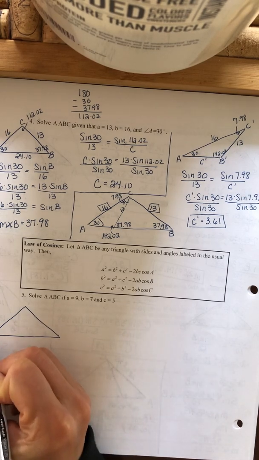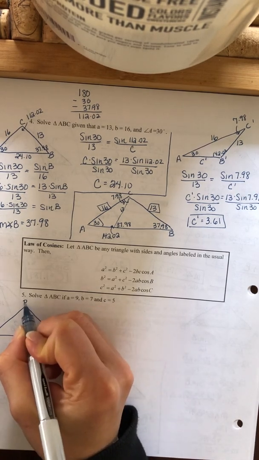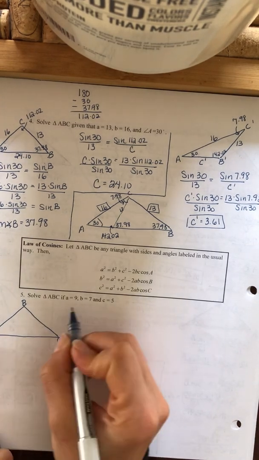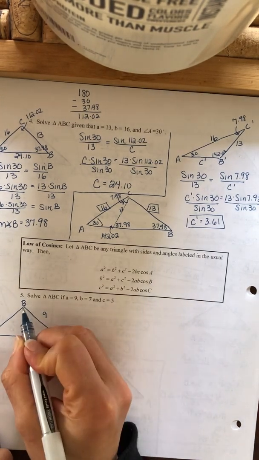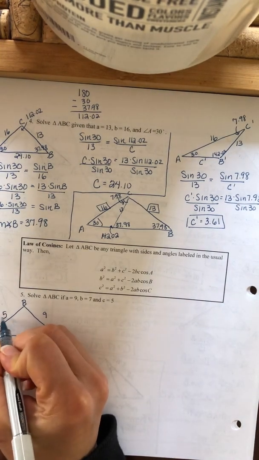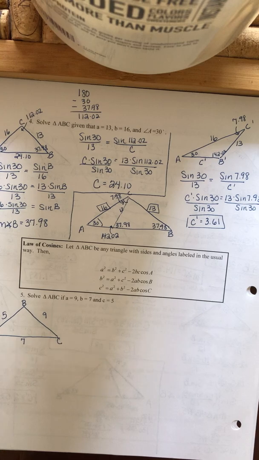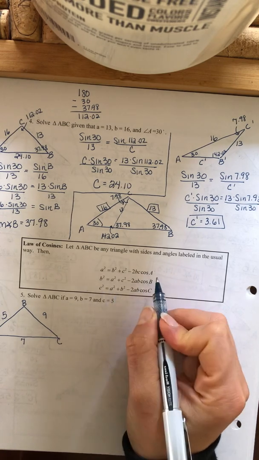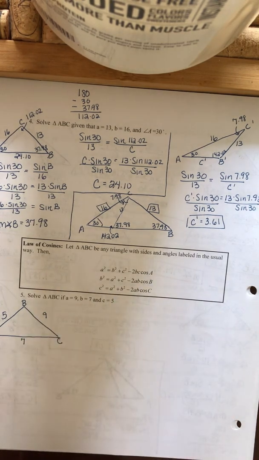Okay, so I'm going to label this A, B, C, and really it doesn't matter how you want to label this one. So here's angle A, so I know side A is here. Angle B, so I know side B is here. Angle C, so side C is across from it. Okay, so we're going to do a law of cosines, and again, you can use any of these. It really doesn't matter what you want to do. We're solving, so that means I need to find all three angles.